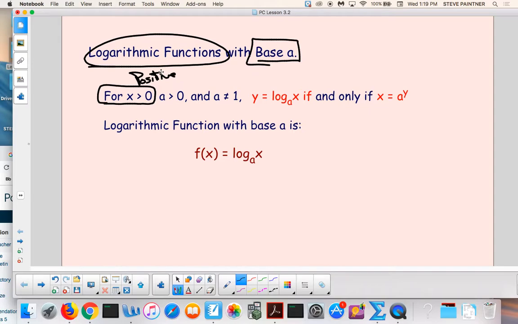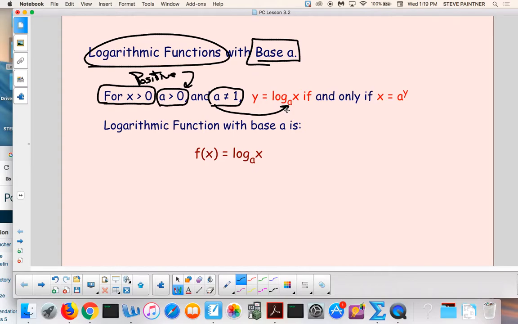You see that number down there? That's called the base. Your base has to be what? Positive. That's what greater than 0 means. So this number has to be positive. This number has to be positive, right? But the base down here can't be what? Can't be 1. Because if it was 1, it would not form a log graph, which you will see later, not now.